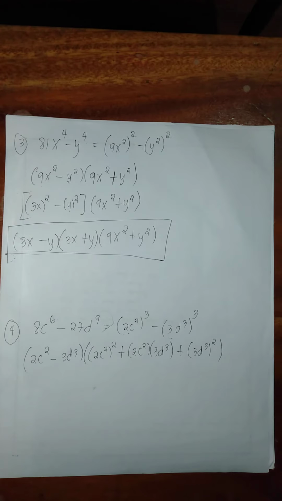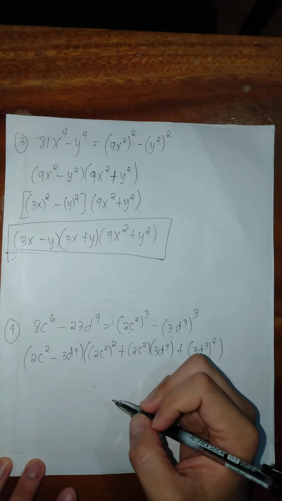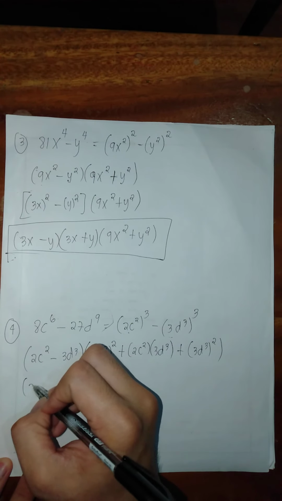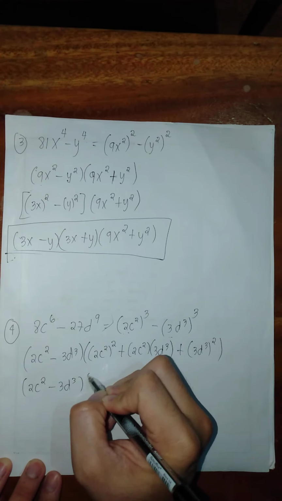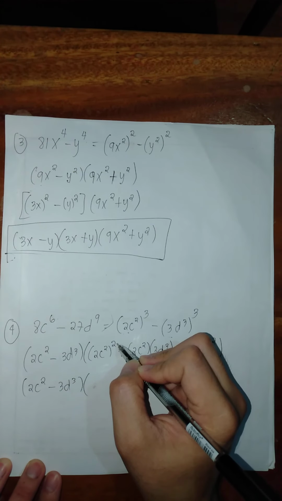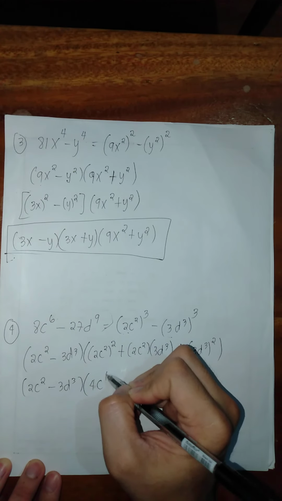So, yun yung formula natin, di ba? So, becomes 2c squared minus 3d cubed. So, raise mo lang to. 2 raised to the second power, that's 4. C, 2 times 2, that's 4.